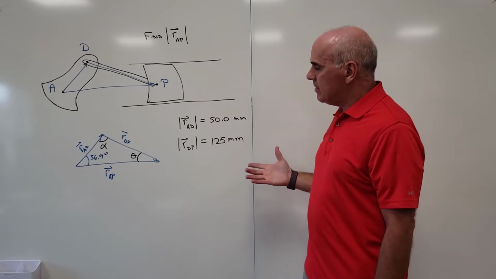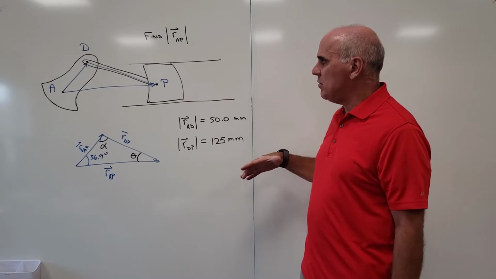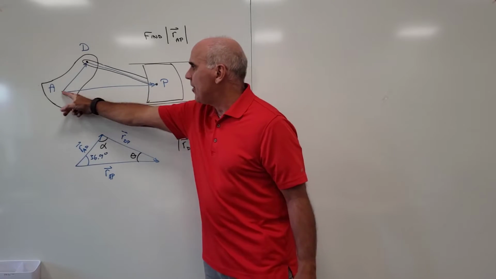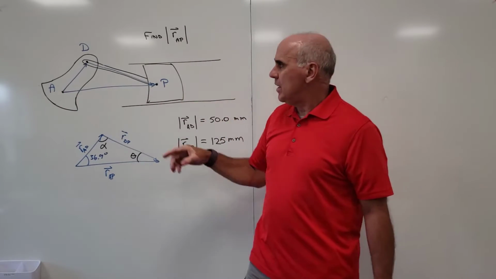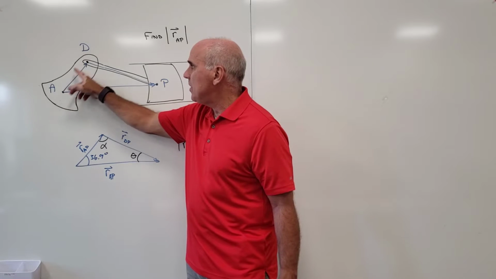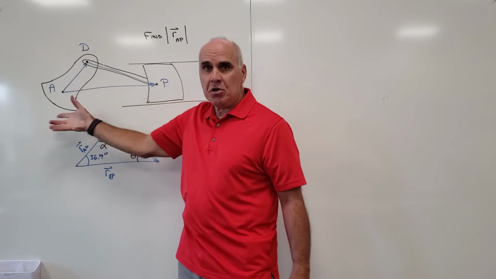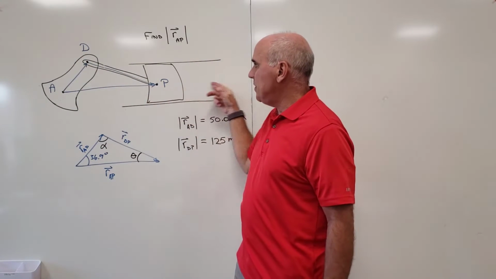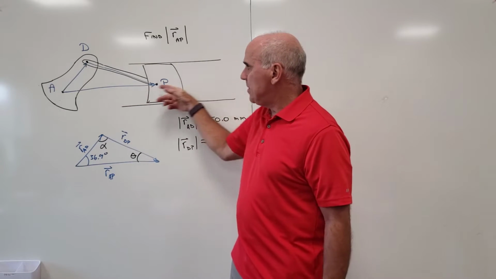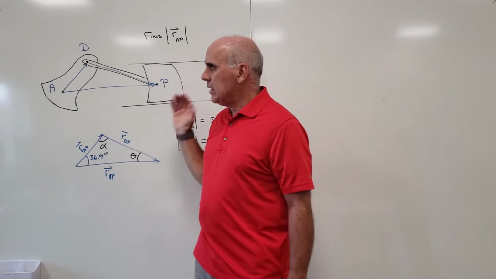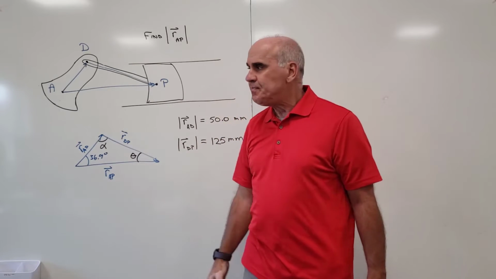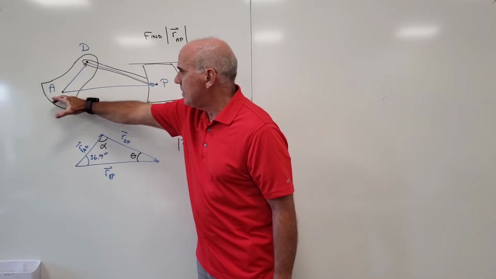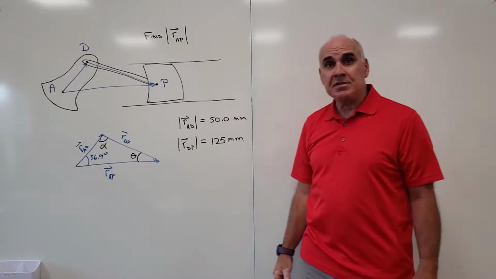Now, one of the things that's not specifically stated in this problem, but it's understood, is that from A to P is level. In other words, this is a fixed point in space. D is moving as the whole thing rotates, and then P is moving inside the cylinder, and so the piston's going back and forth, left and right, but it's horizontal. Okay, so this is considered to be my x-axis, if you will.